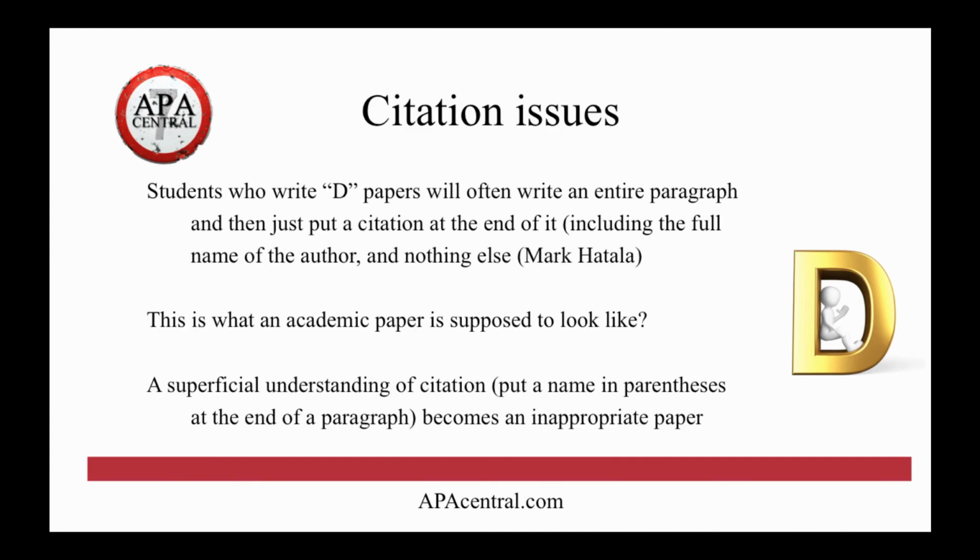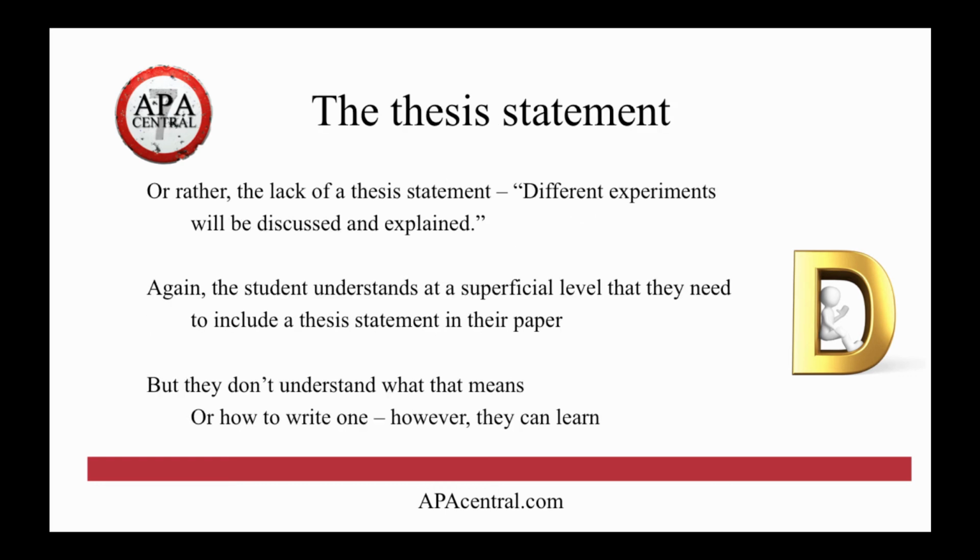So students who write D papers often write an entire paragraph and then just put a citation at the end of it, including the full name of the author and nothing else. So that's their idea of a citation. This is not what an academic paper is supposed to look like, but I hand out A papers from previous semesters so students can use that as kind of a template. And so they kind of just mimic what they've seen. And they have a superficial understanding of what a citation is, which is putting a name in parentheses at the end of a paragraph. But that just becomes an inappropriate way to write your paper.